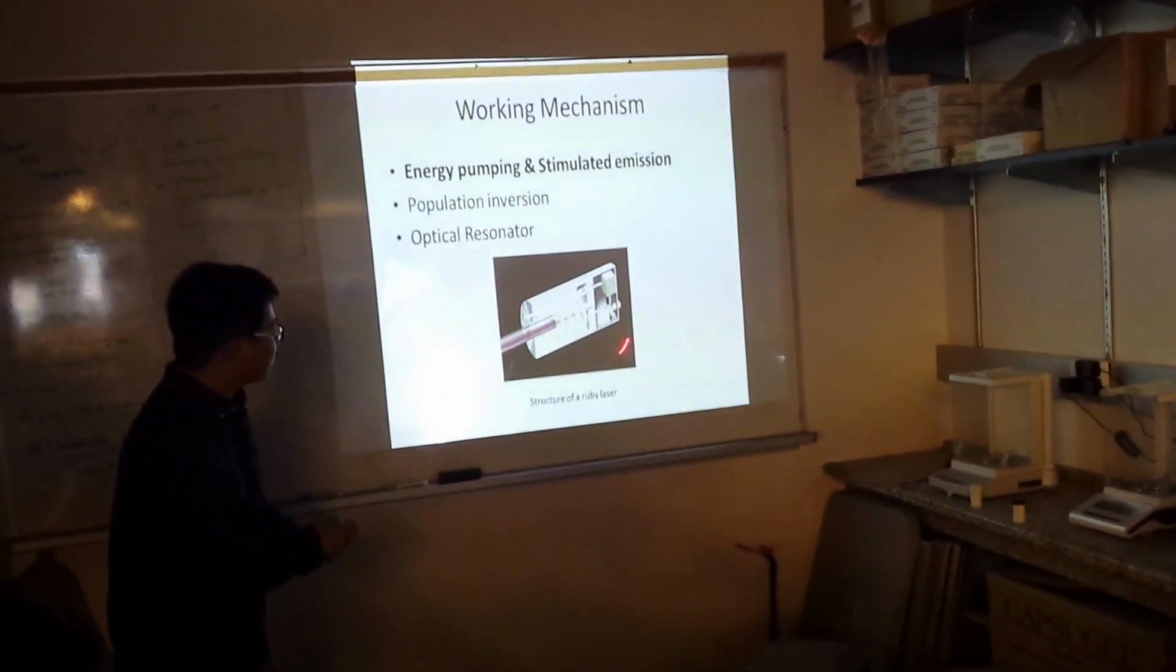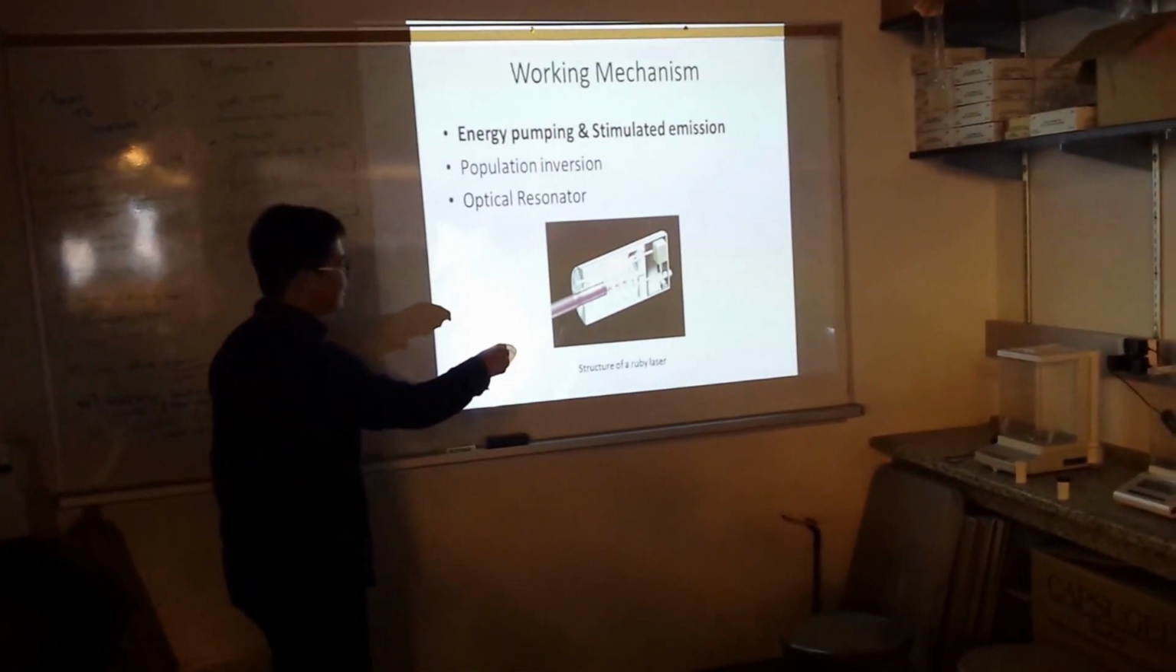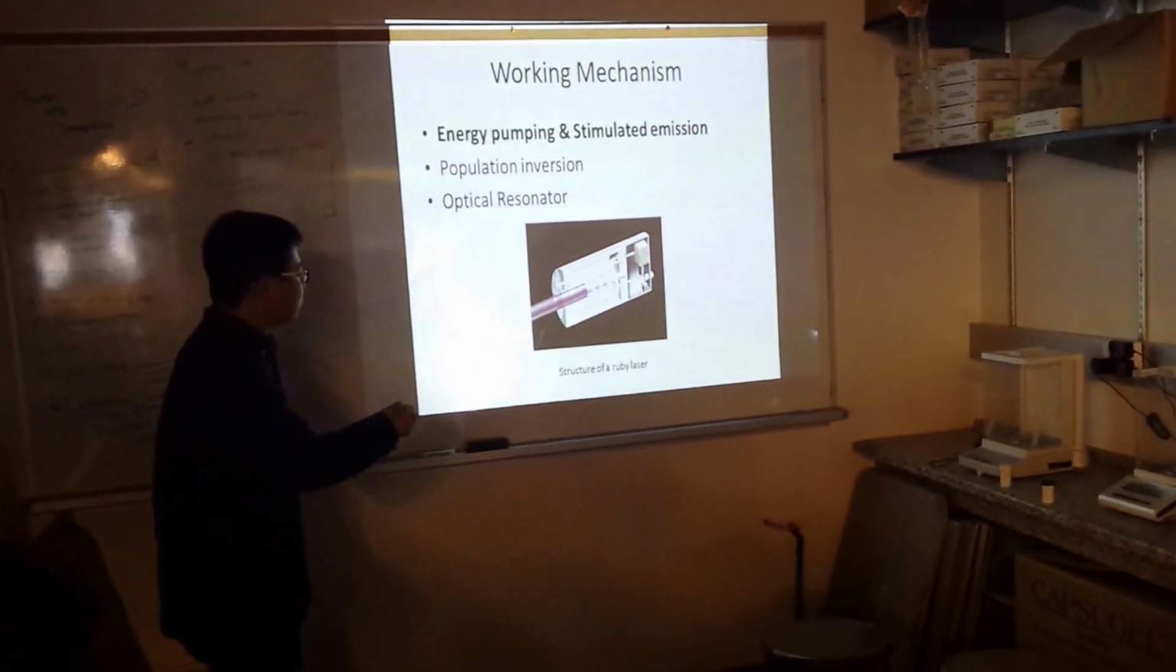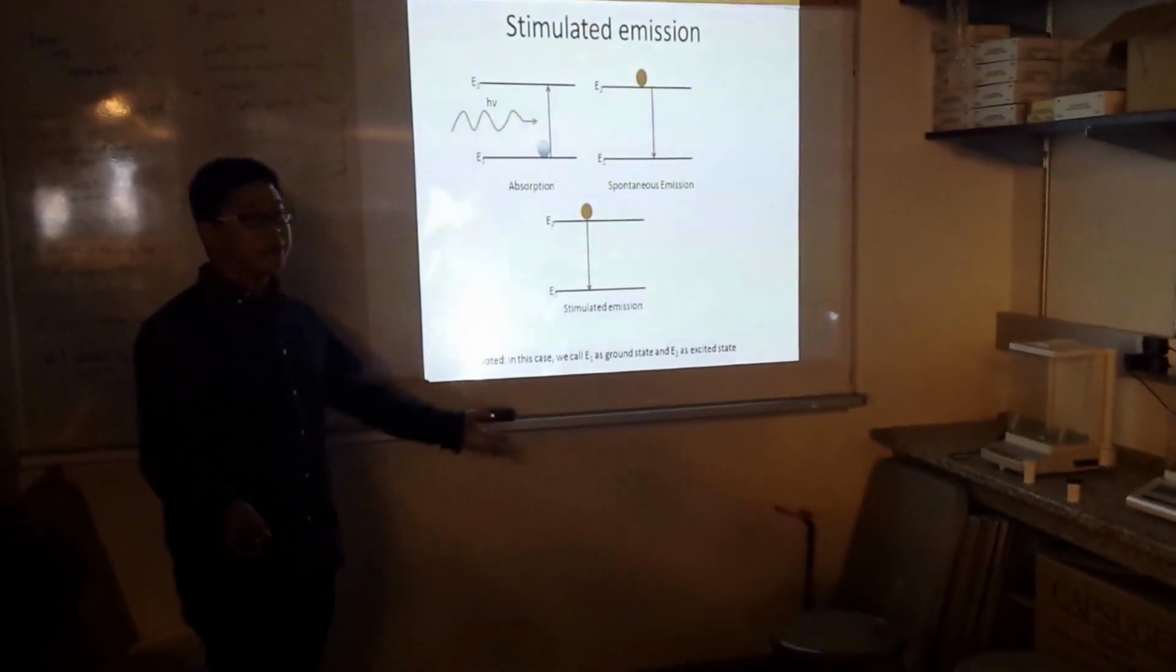This is just the structure here. We can see it's not very obvious, but it has a circle here, and it has a ruby rod. And here we go. So what is stimulated emission?